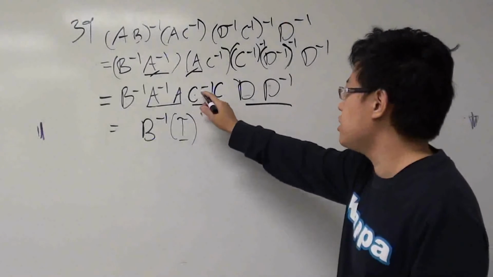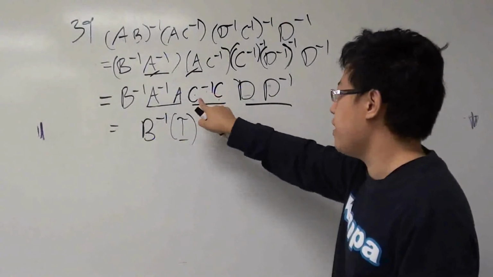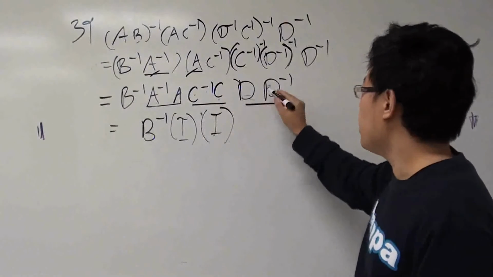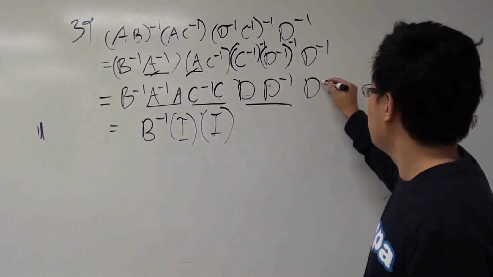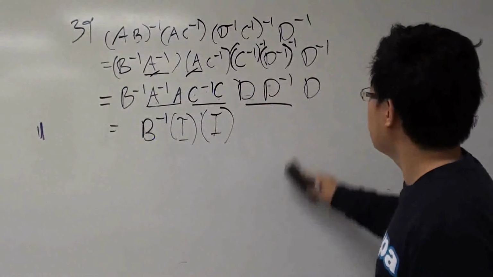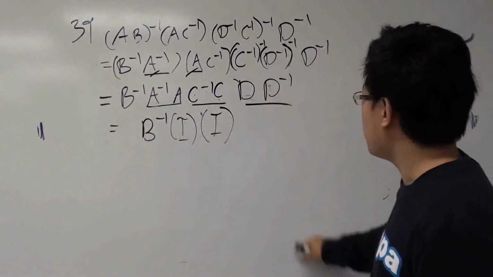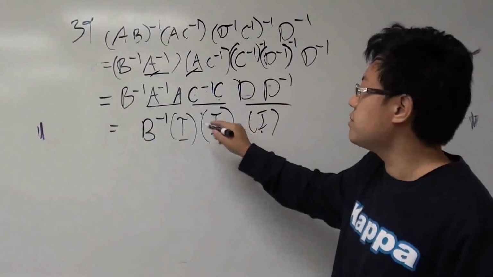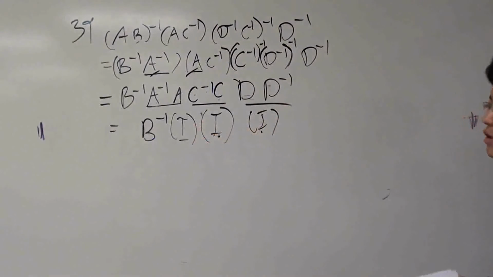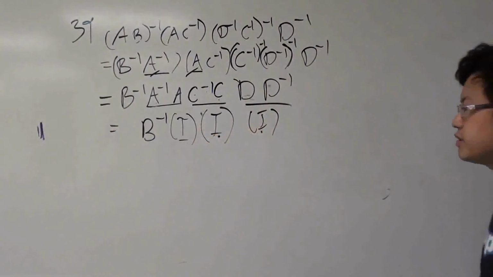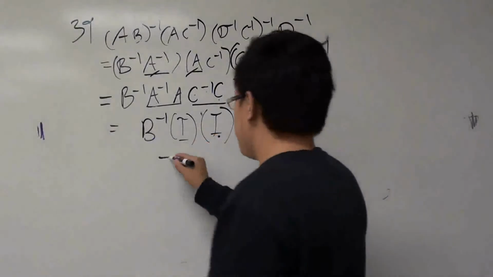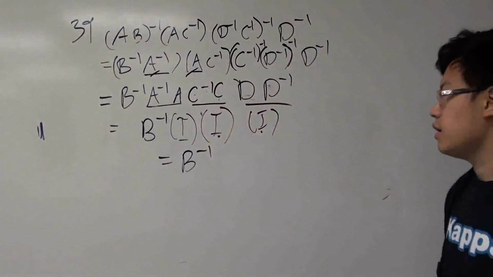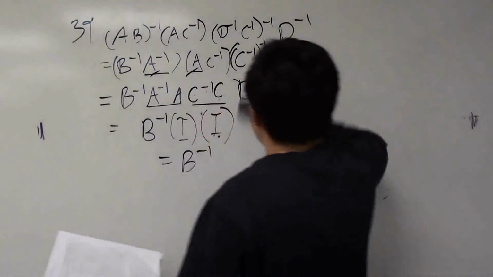So now C to the -1 and C. There's an inverse and the original number, so that's going to give you identity, and that's also going to give you identity. Identity times identity is like 1 times 1 times 1. Who cares, right? So they are just going to leave B to the power of 1. That's all that is, and that's the solution.